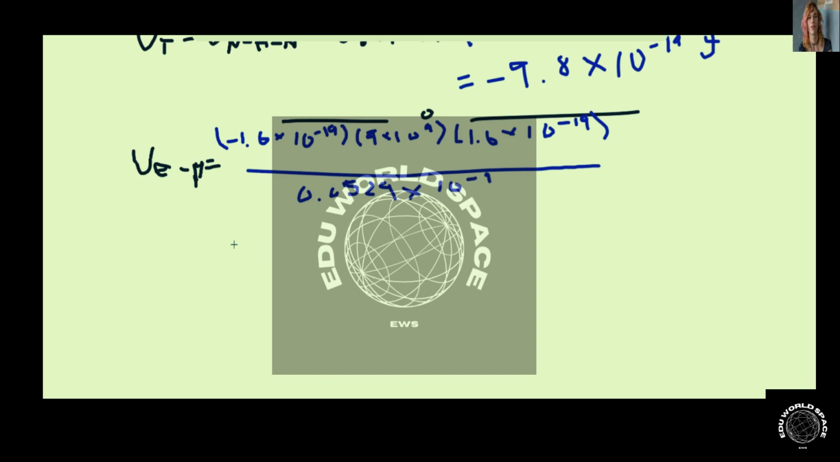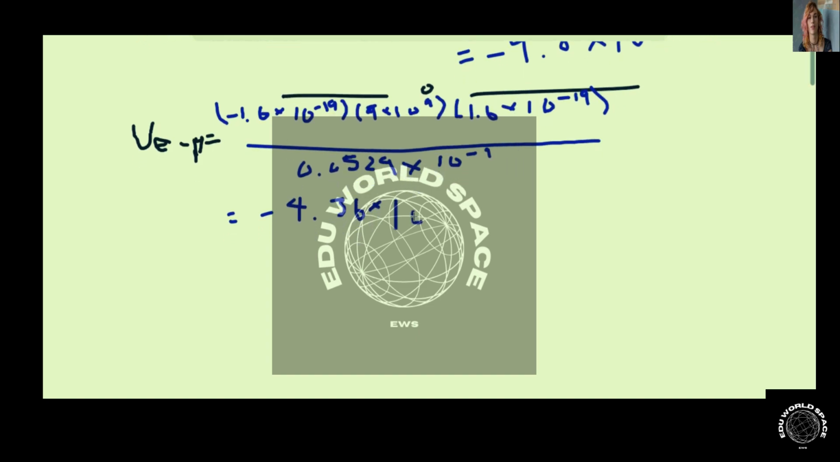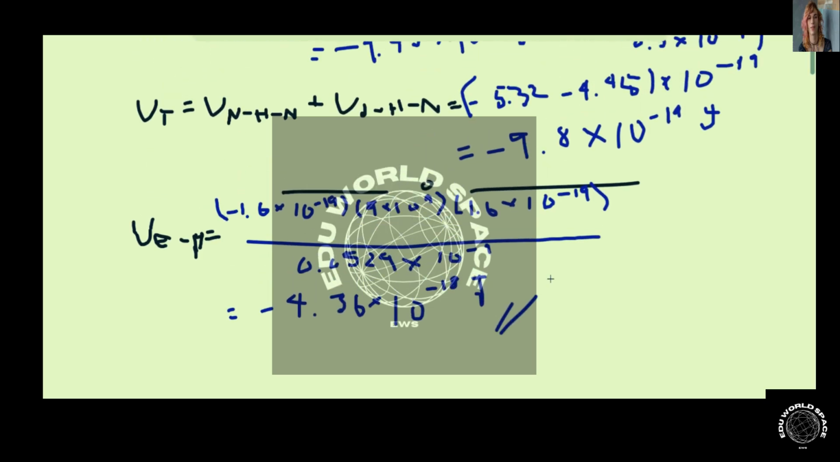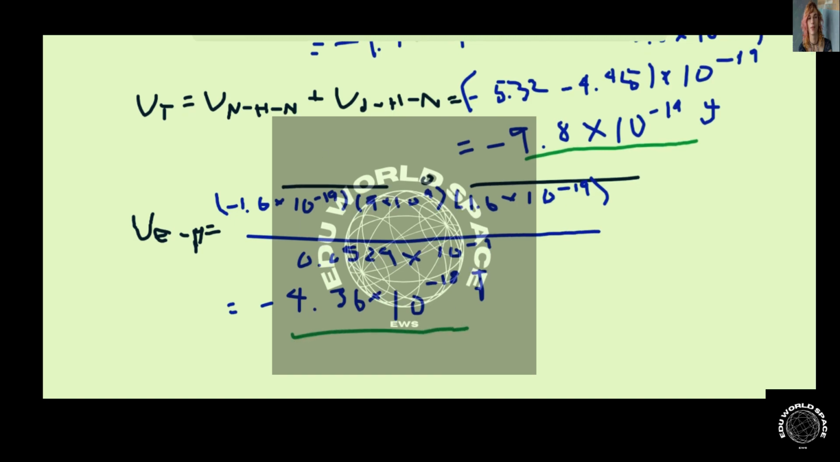And so if you put this in a calculator, we find out that this potential energy is negative 4.36 times 10 to the negative 18 joules. So now we have successfully solved both parts of this problem, and these are two answers. Let me just highlight those in green. So here's our first answer for the potential energy of the thymine and adenine bond, and this is the potential energy for the electron-proton pair in the hydrogen atom.